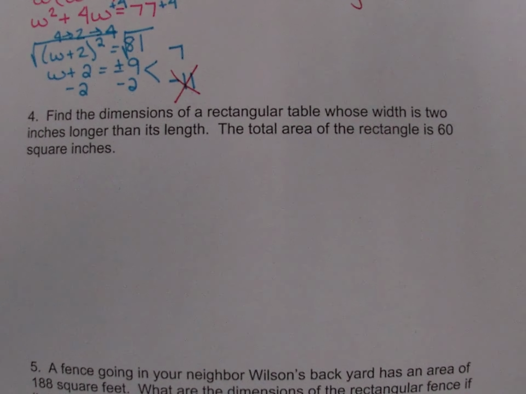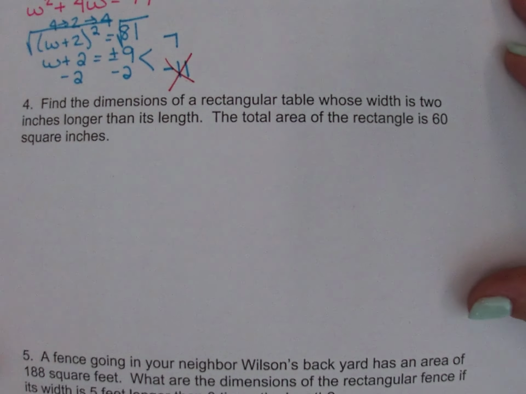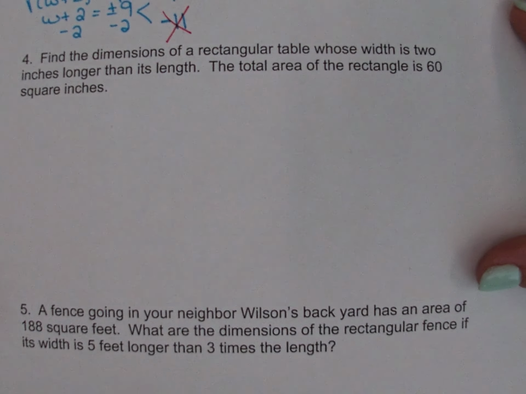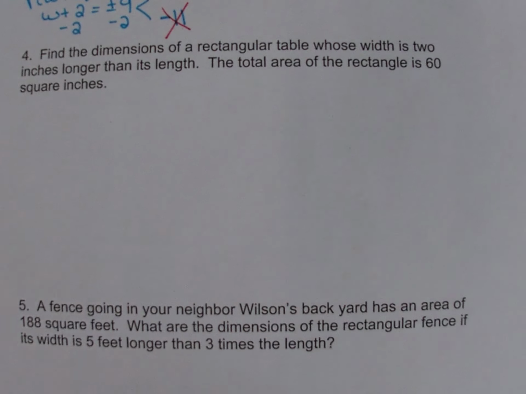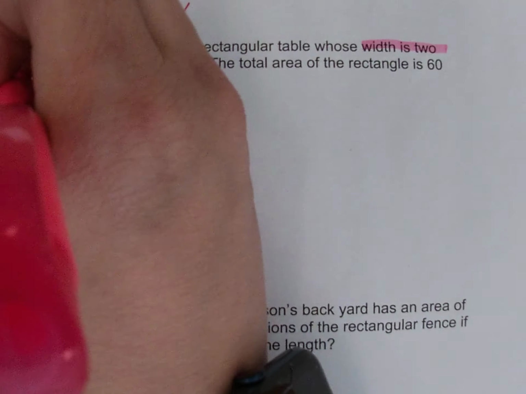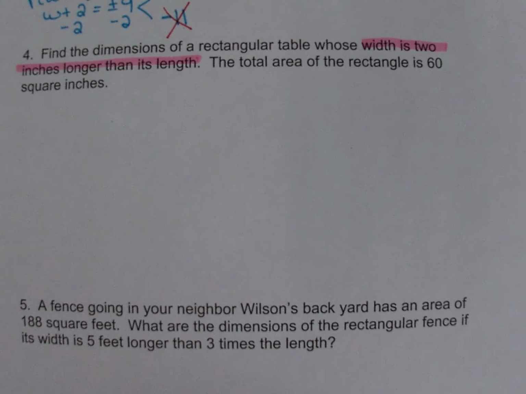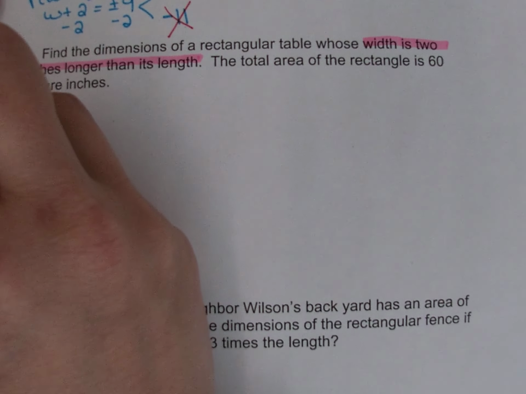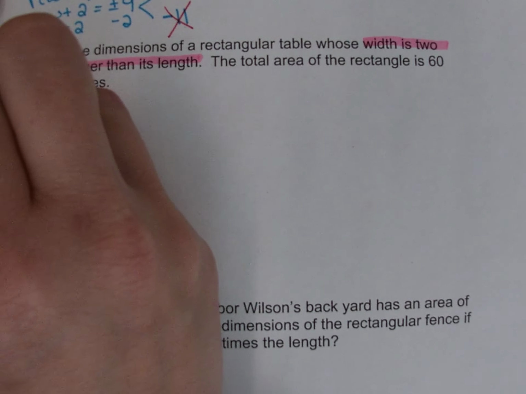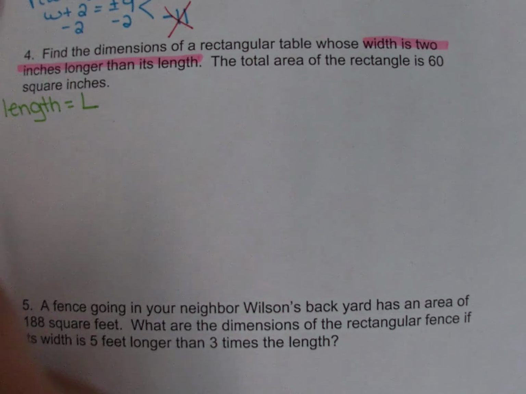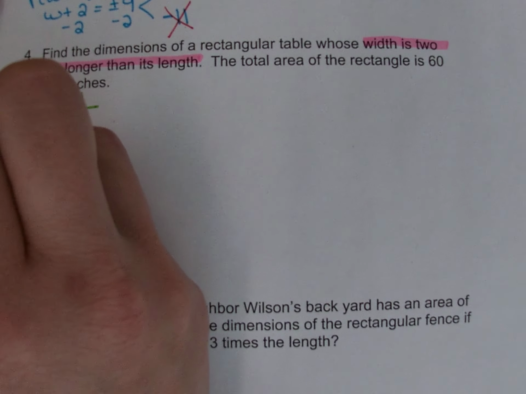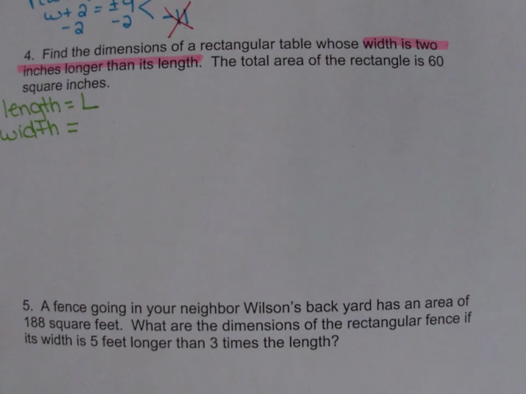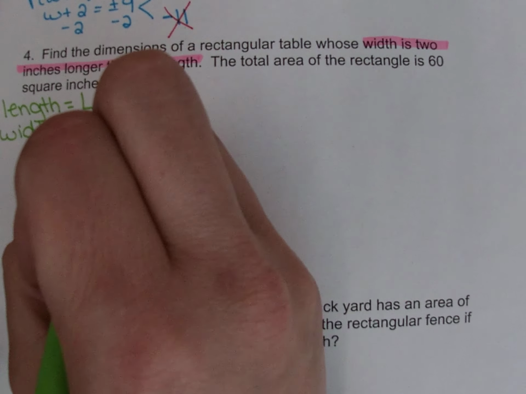Number 4, find the dimensions of a rectangular table whose width is 2 inches longer than its length. Right, so there is our comparison phrase. Whichever we read second, we are going to define first. So I'm going to define my length as L. My width is 2 inches longer than its length. So I'm adding 2.